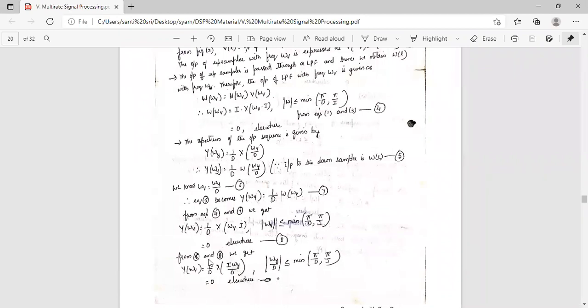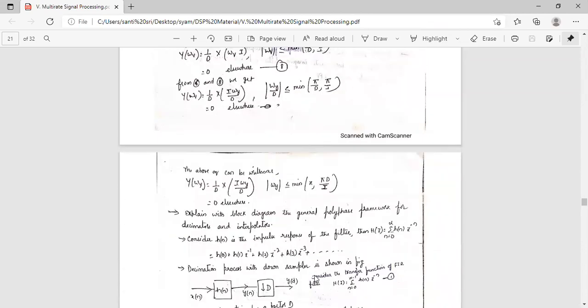So from equations 5 and 8 we get Y of omega y is equal to 1 by D into X of I omega y by D, where mod omega y is less than or equal to minimum of pi by D and pi by I, or it is 0 elsewhere. So the above equation can be written as Y of omega y is equal to 1 by D X of I omega y by D, for mod omega y less than or equal to minimum of pi comma pi D by I. It is 0 elsewhere.